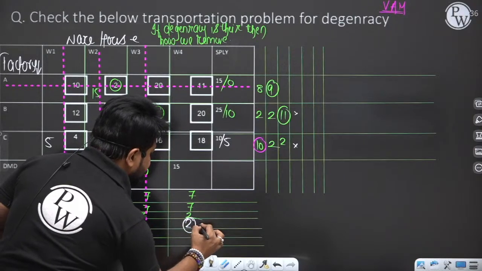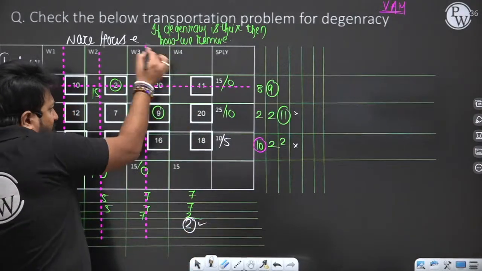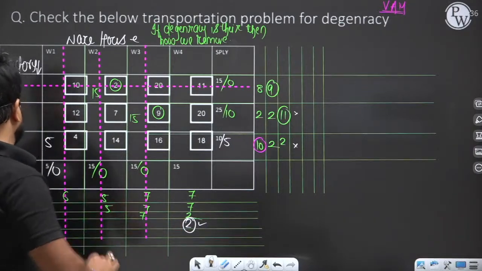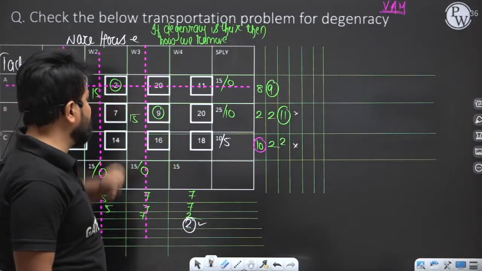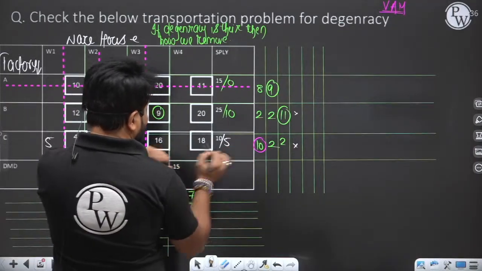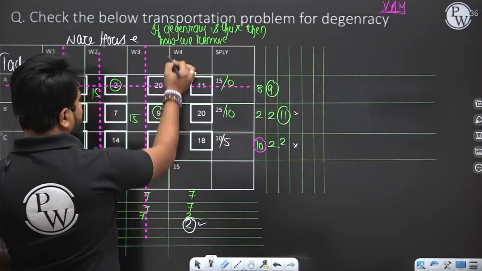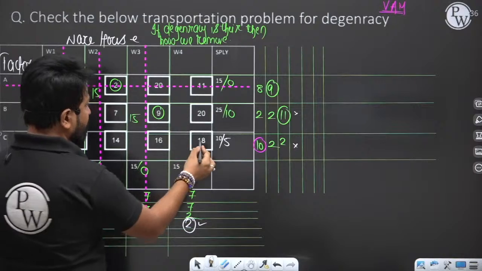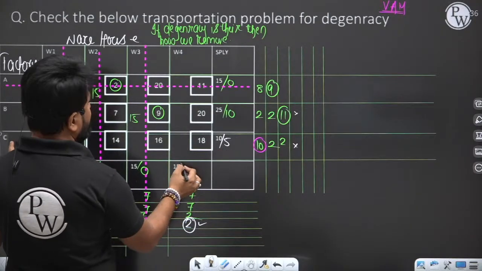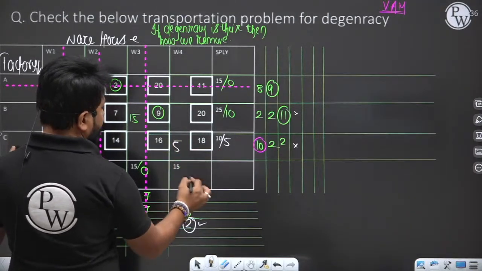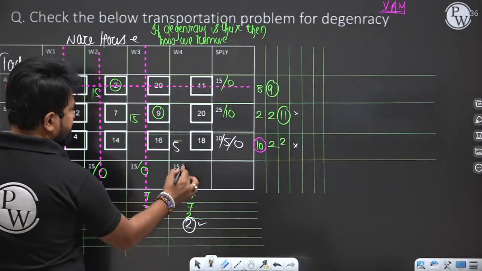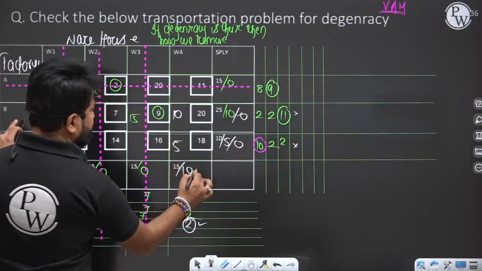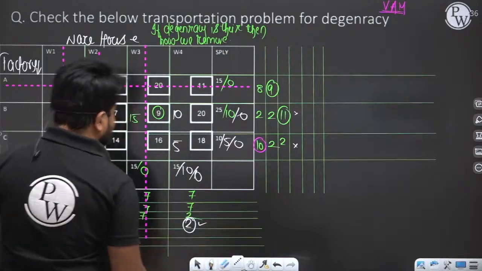So it is going to be selected. This column's minimum transportation cost is 18. So here transportation will occur from C to W4. C can supply 5. W4 can store 15. So okay, 5. Here supply is 0. Demand still is there, so it will become 10.